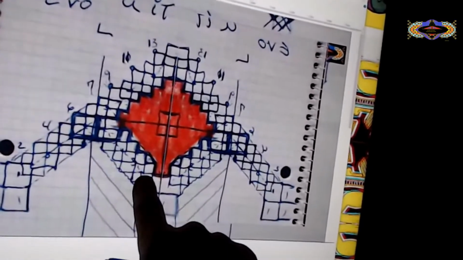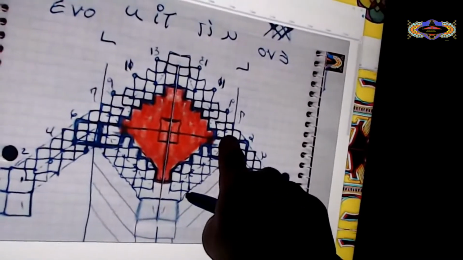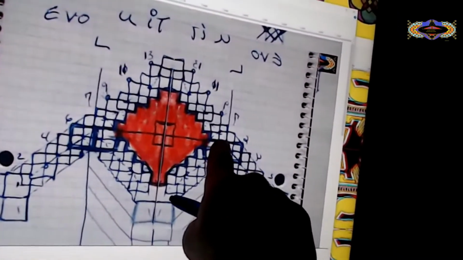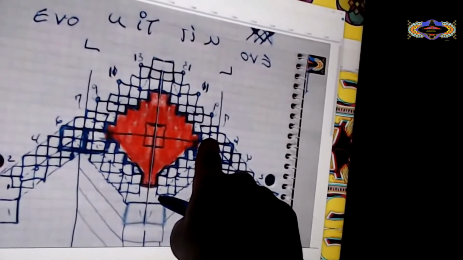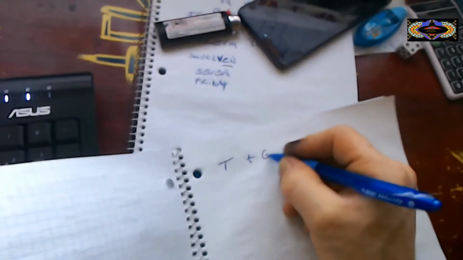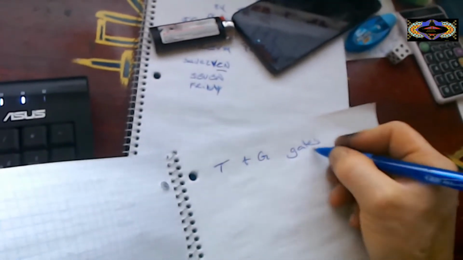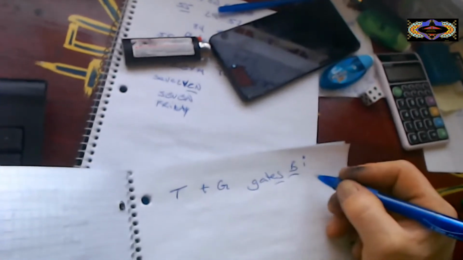Now, when I get back to number 13 over here and I start again, the 7th area is right over here. Except this time, it is the letter T. It's T and it's G that come together. T and G. Hold on a second. T and G come together. T and G are the gates. And the gates are the BI gates, because it's the divided gates.